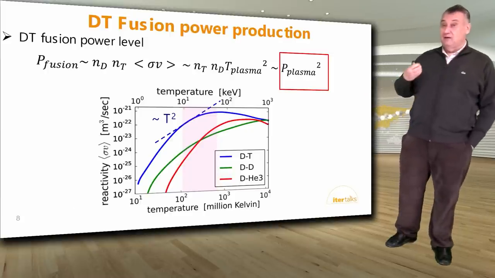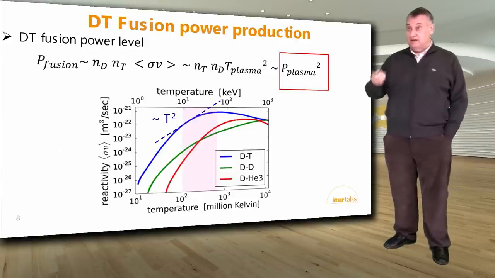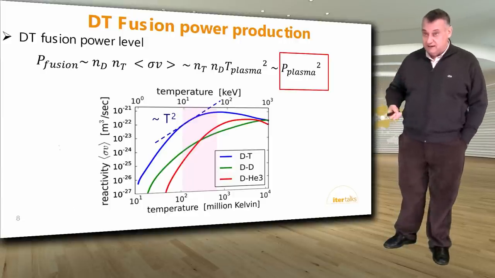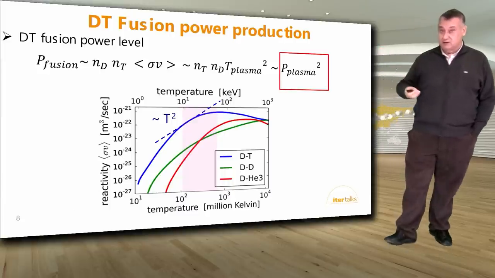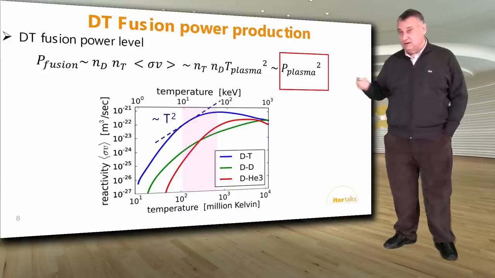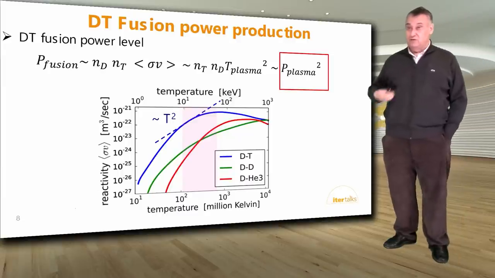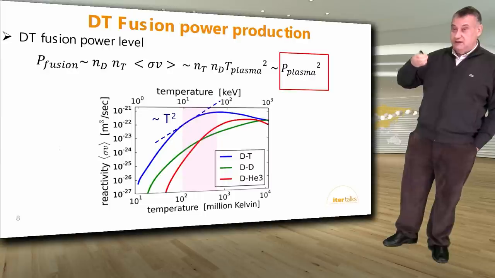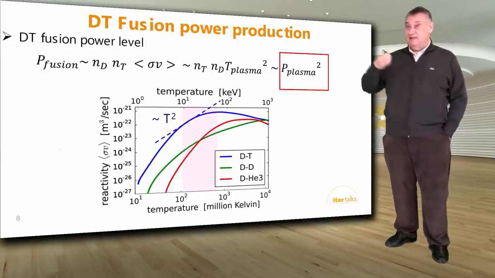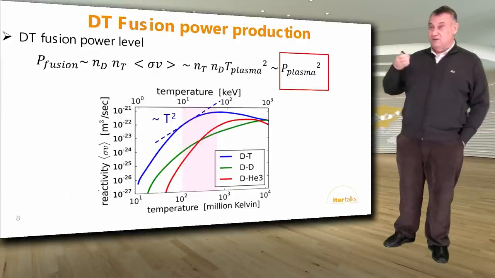The actual level of fusion power is determined by the density that you have of deuterium and tritium and the probability that they react. And this is what is shown in this plot: the probability that there is a reaction, in terms of reactions per cubic meter per second, versus the temperature of the plasma in the region of interest. So you of course see that when you are in the region of a few hundred million degrees, the probability is highest, but you also see that it depends on the temperature of the plasma with a square.